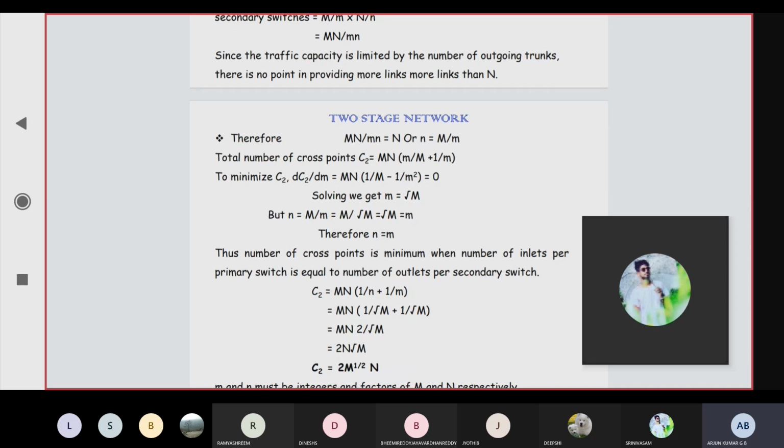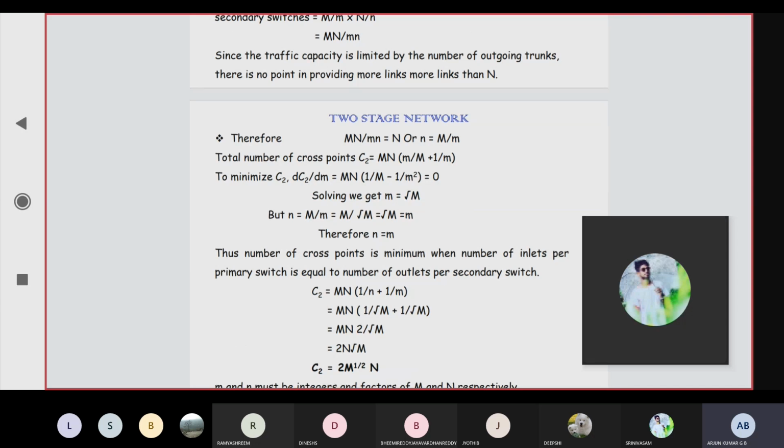We'll get square root of M is equal to m. Now, what is square root of M? The square root of M is equal to n only. The square root of M is equal to m only, or the square root of M is also equal to n only. Okay, using that equation, we get, therefore, n is equal to m.